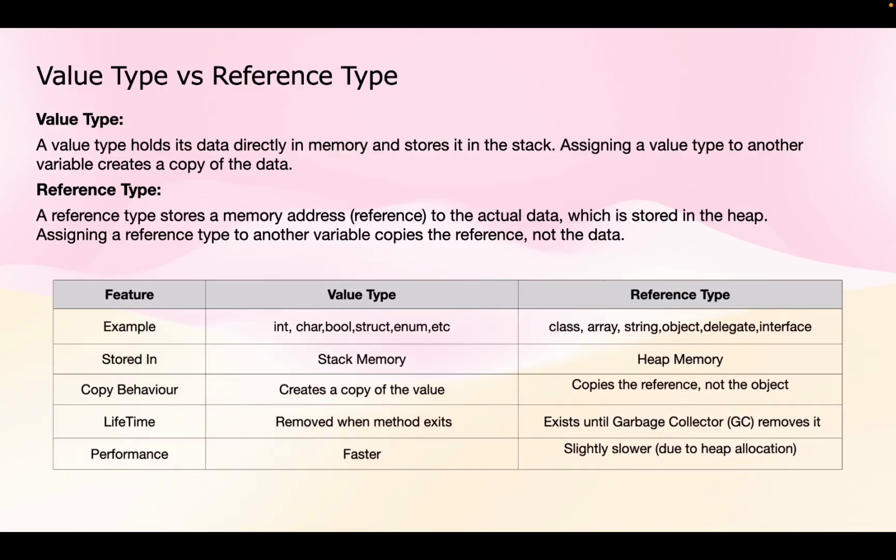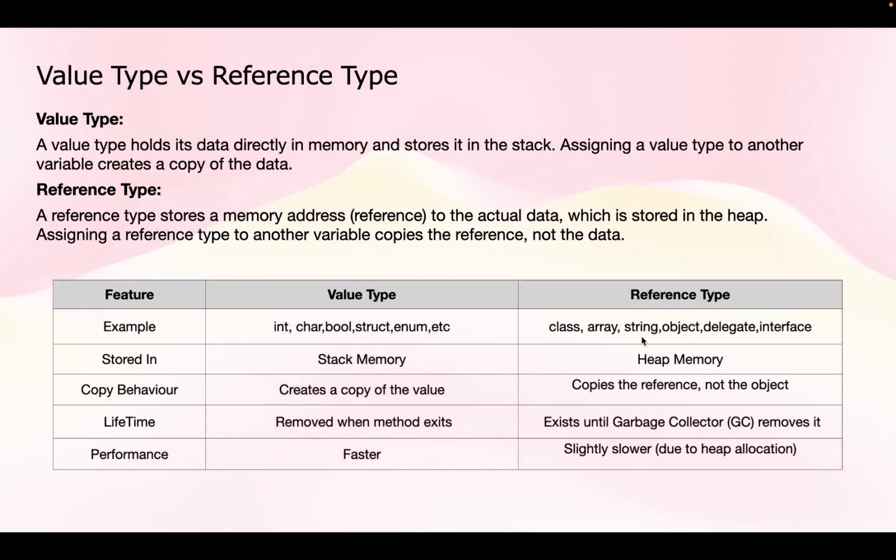Let's see a quick review of value type and reference type. Value type uses stack memory. Reference type uses heap memory. Int, char, bool, struct, primitive data types are value types. Class, array, string, object, delegates are reference types. In value type, it creates a copy of the value. In reference type, it creates a copy of the reference. The value type variables and values are removed when the method exits, but reference type objects will exist until the garbage collector removes them. Value types are faster, but reference types are slightly slower than value types. Note, string is a reference type, but we cannot change the value of a string once we assign a value.